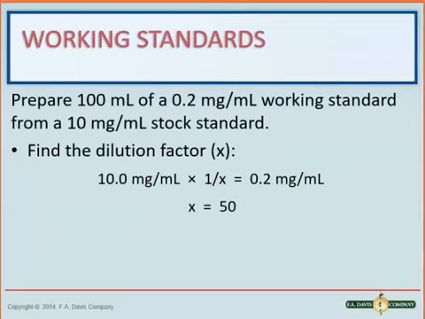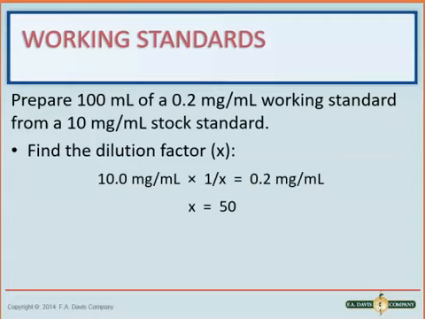It's necessary to know how to work some word problems that involve our working standards. So let's look at a word problem that's associated with our working standards. It says prepare 100 milliliters of a 0.2 milligrams per milliliter working standard from a 10 milligrams per milliliter stock standard. And first thing we need to do is find the dilution factor. So we're going to be looking for X. So we've got to take the information that it was given, and we've got to figure out our answer.